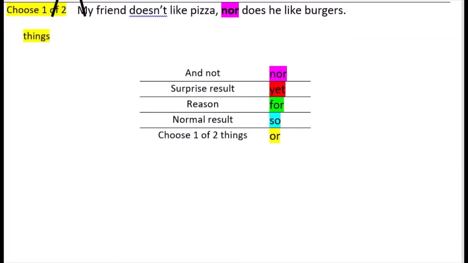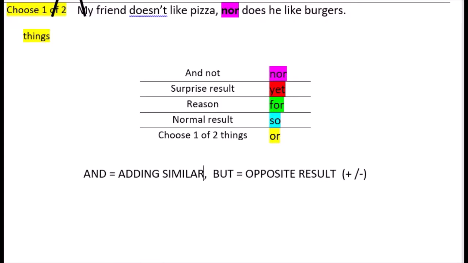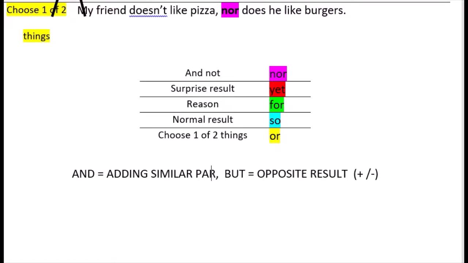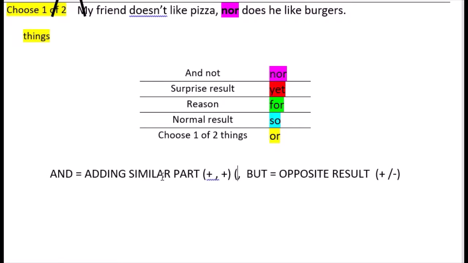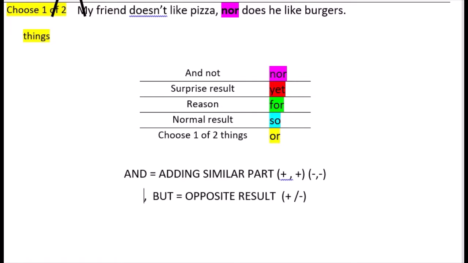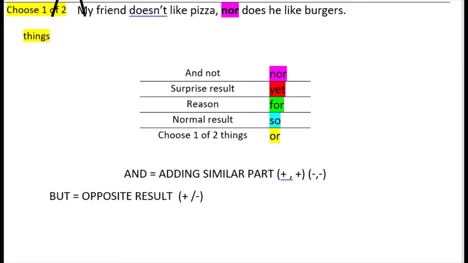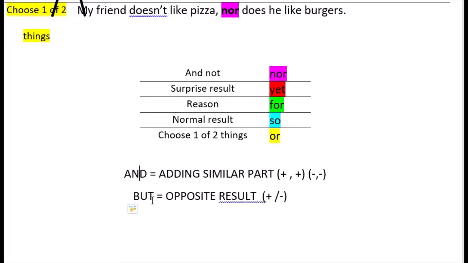Don't forget, we also have and, and we have but. Okay, but means opposite result. So it could be something positive and then something negative. Okay. And means adding similar part. Okay, so it could be positive and positive, or it could be negative and negative. Okay, so these are two more conjunctions. Don't forget, they are important.